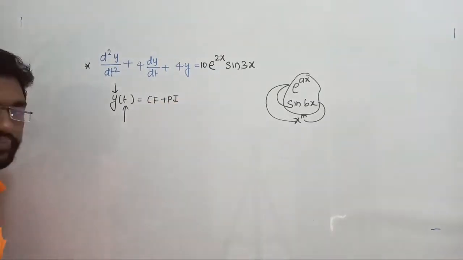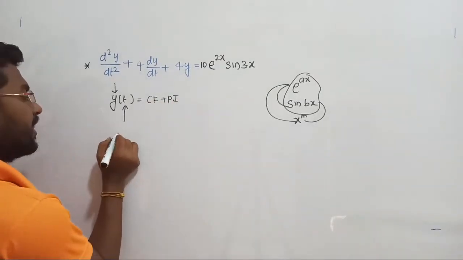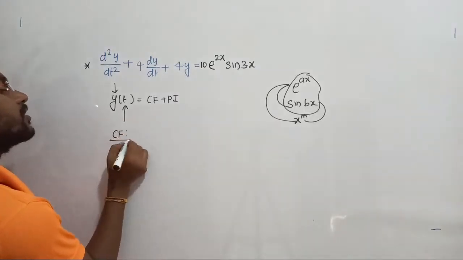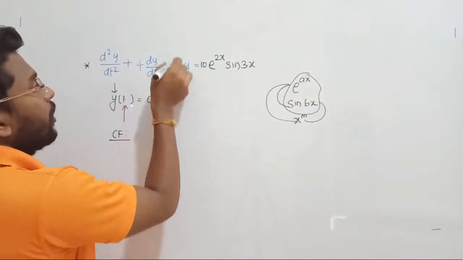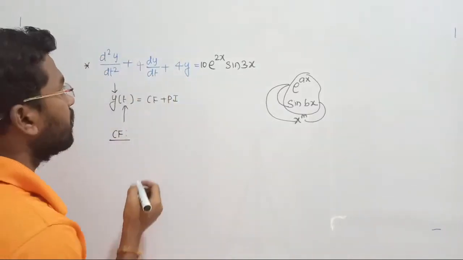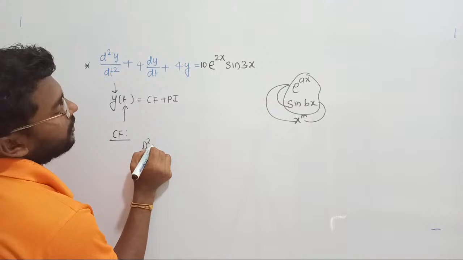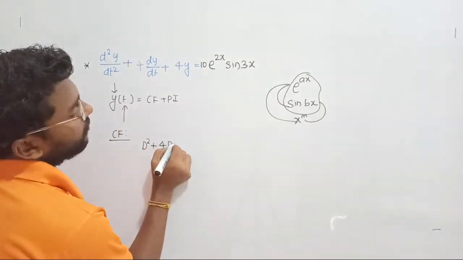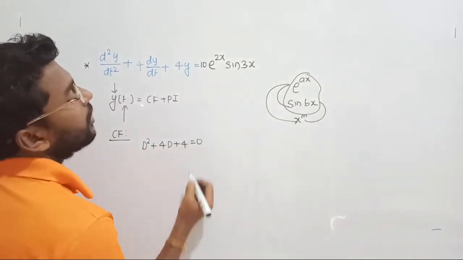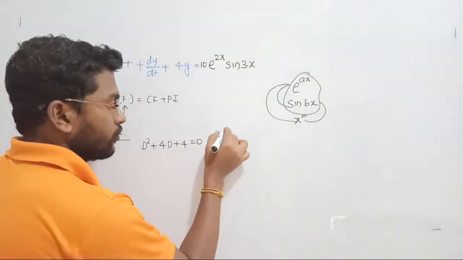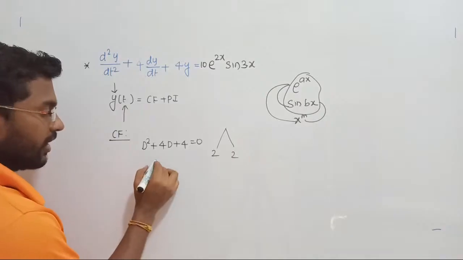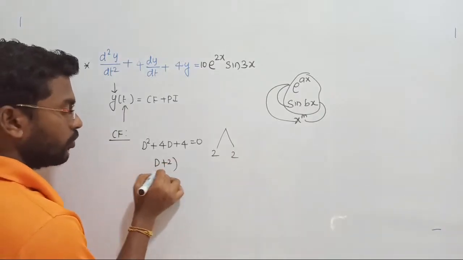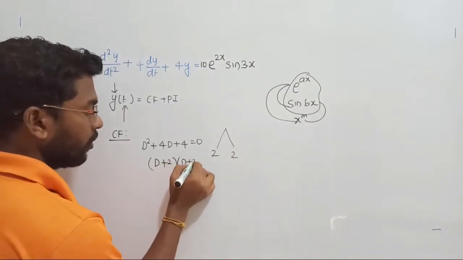There are 2 parts. Yes, let's try to find the answer for the complementary function. What will the complementary function be? We have to write the characteristic equation. Which is the characteristic equation here? D square plus 4 times d plus 4 equal to 0. Can you break the roots directly? Of course. 2 into 2 will be 4, 2 plus 2 also will be 4 only. So it can be written as d plus 2 into d plus 2 equal to 0.